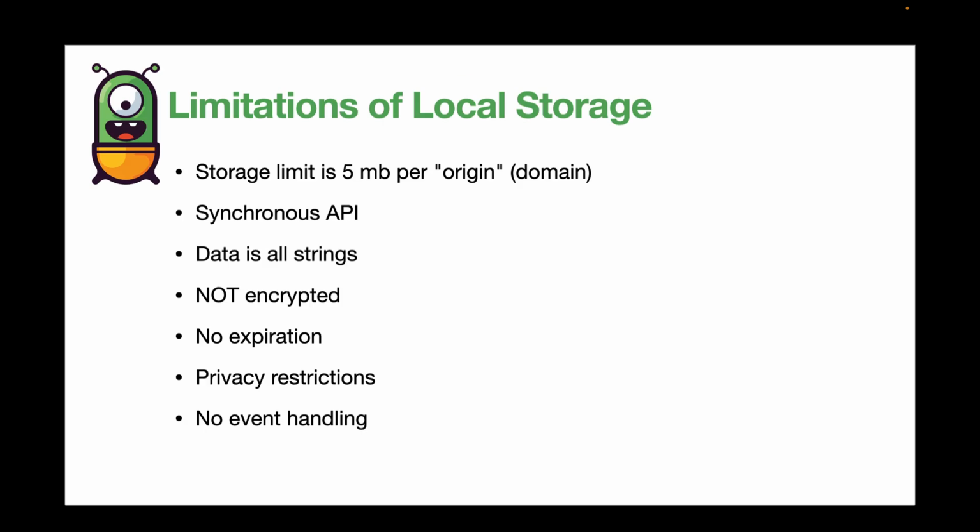First of all, it's about 5 megabytes per origin or per domain. It cannot be shared across subdomains, so that is a limitation. But 5 megabytes is much larger than the limitations of a cookie, so you can actually store some real data there.